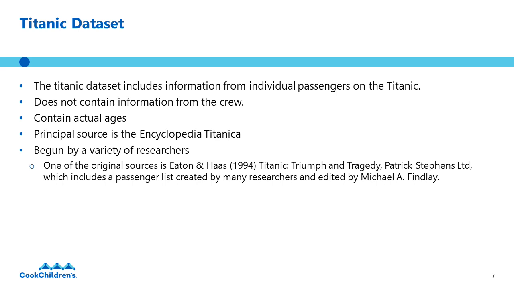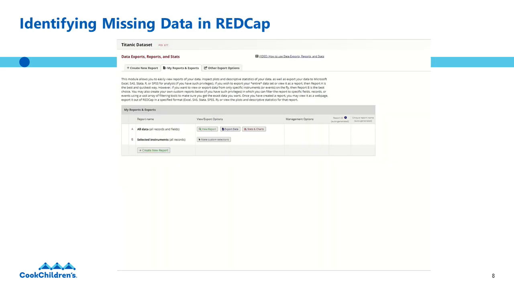It provides a nice data set for missing data because some of the data are missing. And so it's a fairly well-known data set. The principal source for the data is the Encyclopedia Titanica. The data set itself was begun by a variety of researchers, and there's a reference for one of the original sources. All right.